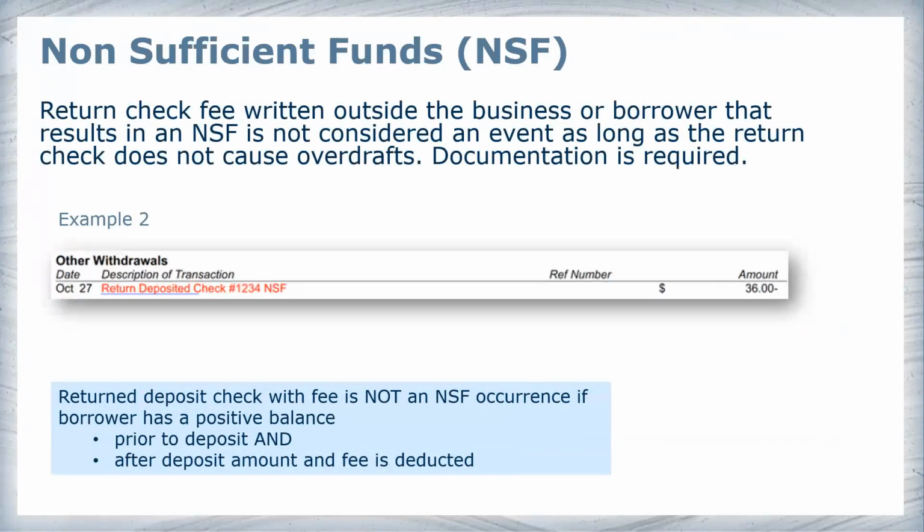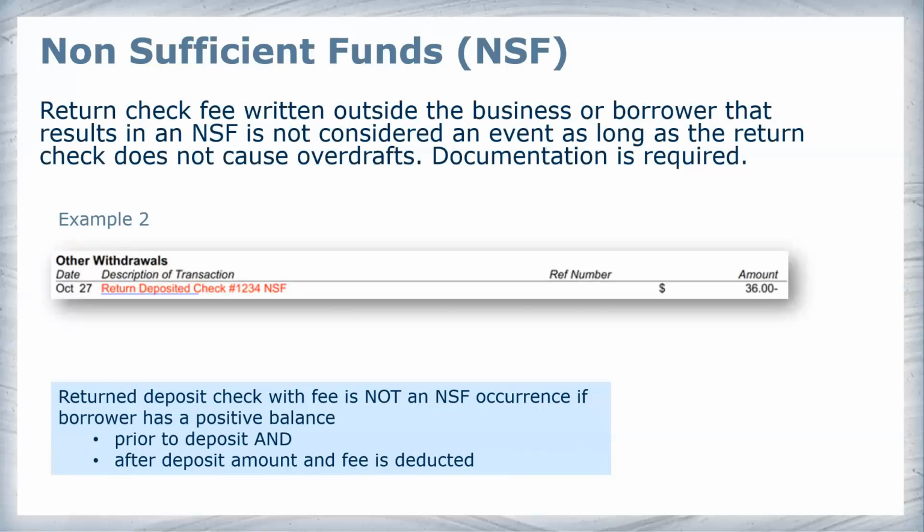The next example, let's say someone writes your borrower a check and the check gets returned for insufficient funds. It is not considered an NSF as long as that returned check didn't cause any overdrafts. So you want to make sure the borrower has a positive balance prior to the deposit and after the deposit amount and the fee are deducted. So, important to remember to look at that.